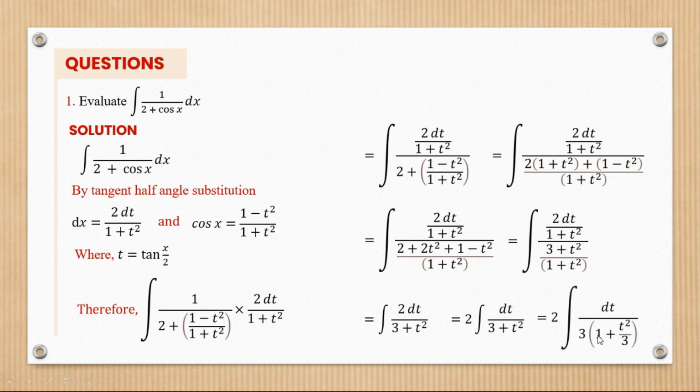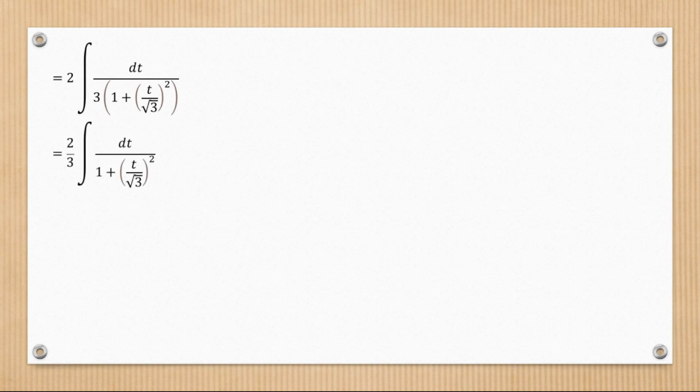Next I can see that I can factorize out a 3. When I factorize out a 3, I'll have 3 into 1 plus t squared over 3. Now basically the square of root of 3 is what gives us a 3. So I can combine these up and square them, because I now want to solve them. I want to use the knowledge of inverse trigonometric functions. So now I can pull out this 3, and I have 2 over 3 into the integral of this. I'll be left with 1 over 1 plus t over root of 3 squared.